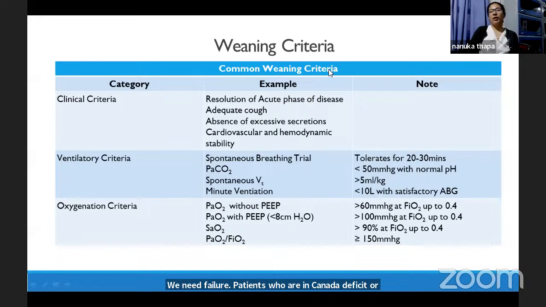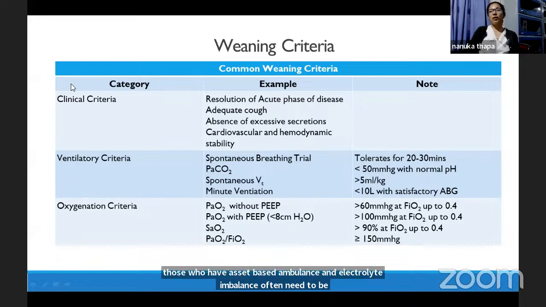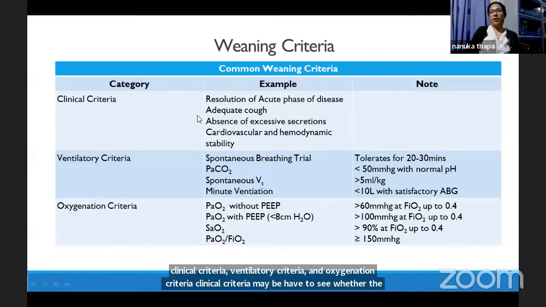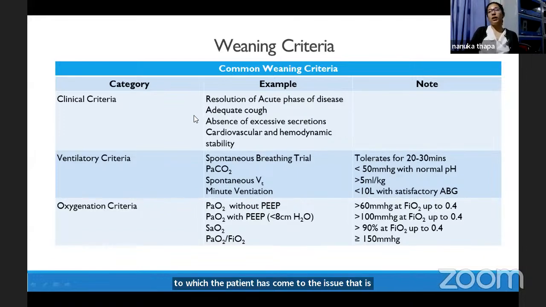So the following are the common weaning criteria that we need to see. These are broadly categorized into 3 parts: clinical criteria, ventilatory criteria, and oxygenation criteria. For clinical criteria, we have to see whether the acute phase of the disease, or the primary pathology due to which the patient has come to the ICU, is addressed, or is in the resolving phase. Simultaneously, the patient needs to have an adequate cough and be able to expectorate the secretions. If the patient has a copious amount of thick secretions, the patient still needs a tube for tracheal toileting. In these conditions, if we try to wean, we'll land up in weaning failure.